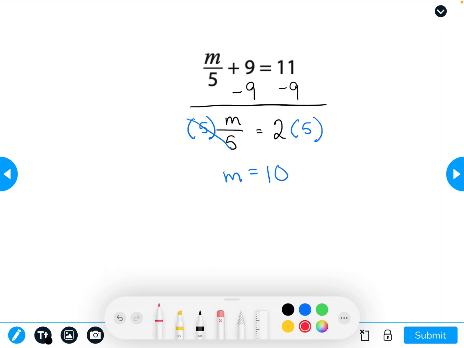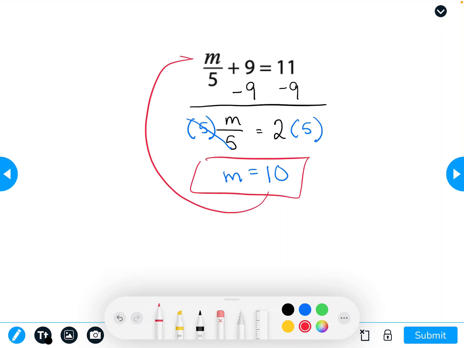Now let's check our work by substituting. I'm going to take that 10 that I got for my answer and substitute it back in for m. I'm going to do that over on the right. 10 divided by 5 plus 9, does that equal 11? 10 divided by 5 is 2, plus 9, and keep solving. 2 plus 9 is equal to 11. 11 balances with 11, therefore I got that one correct.